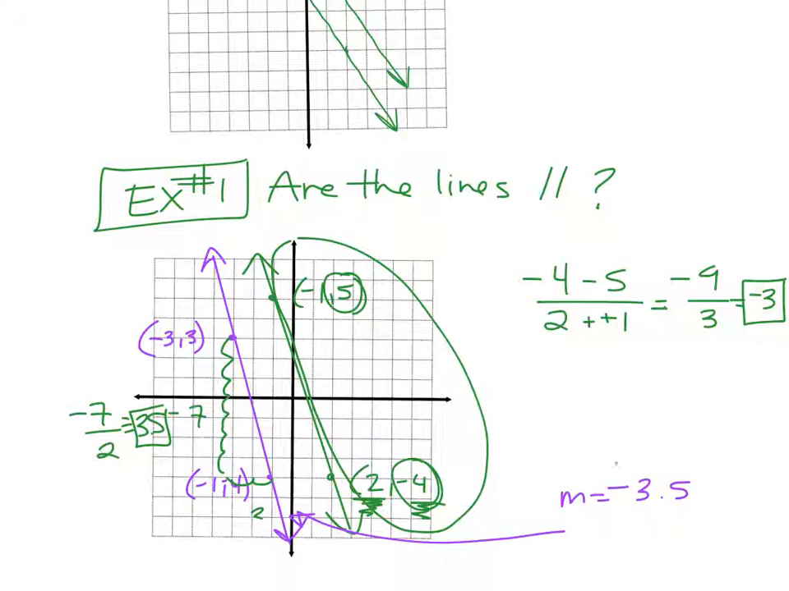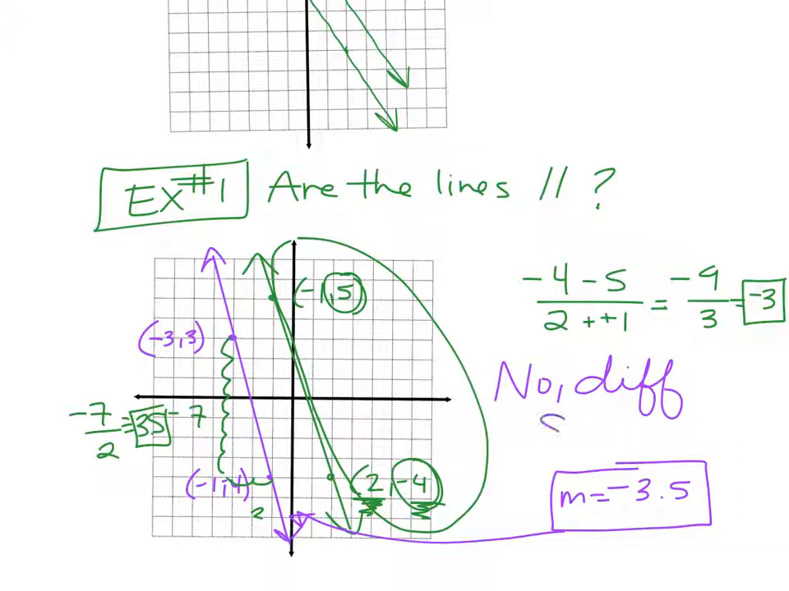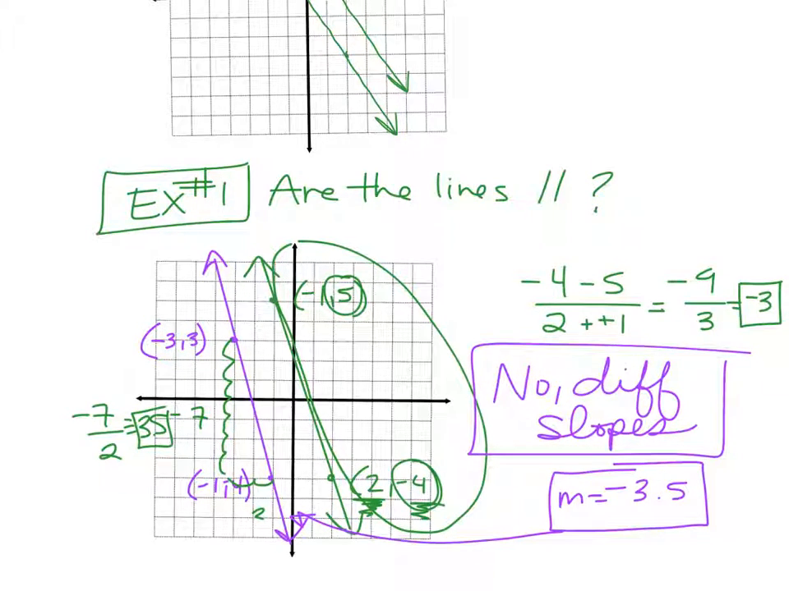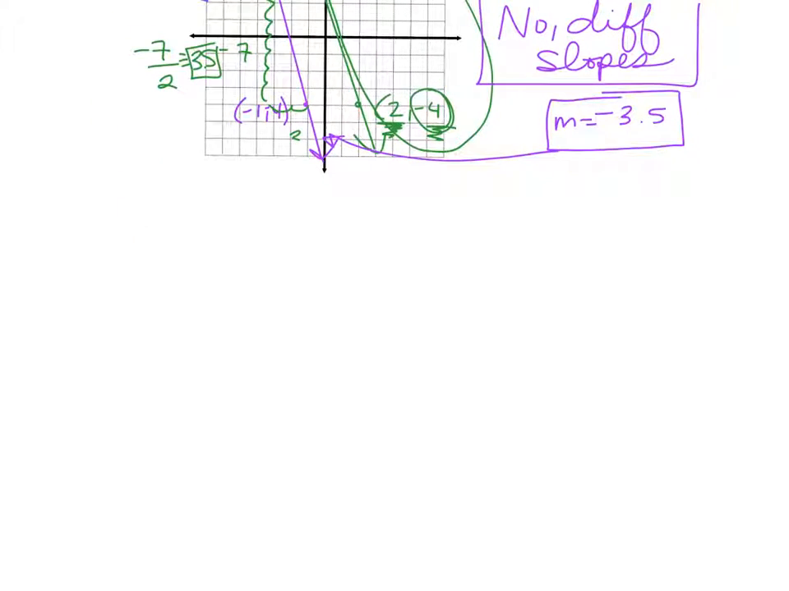My slope of the purple was negative 3.5. The question is, are the lines parallel? Why? Right, they have different slopes, and we said parallel lines will always have the same slope. Okay? So if you get the same slope, yes, they're parallel. If you get different slopes, no, they are not parallel. Okay? Questions on that? All right. Example 2.